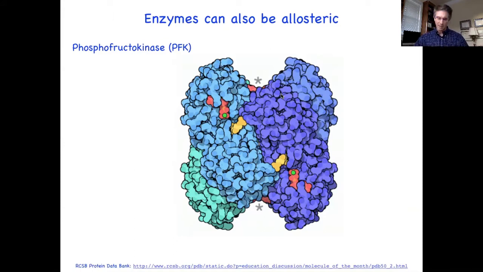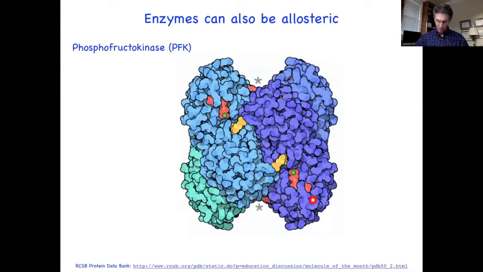But just to show you an example, here's a structure of PFK. And I can't remember if this structure is liver PFK or muscle PFK. There are some differences between them in some very important ways. But to a first approximation, this gives you an idea, right? It's a homotetramer, 35 to 40 kilodalton monomers.